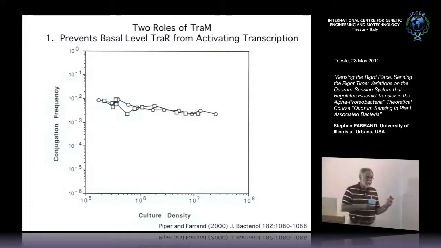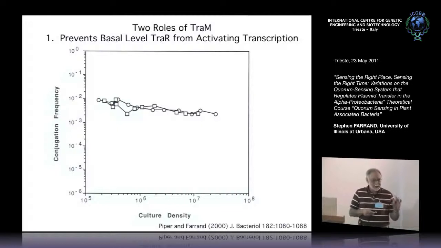So we've looked at that in some detail, and the reason for this is because Tra-R is expressed at a basal level, even in the absence of the conjugative opine, and that basal level is sufficient to activate the 3 conjugative transfer operons. So Tra-M's job is to prevent that basal level of Tra-R from activating transcription. Okay, that's its first job.